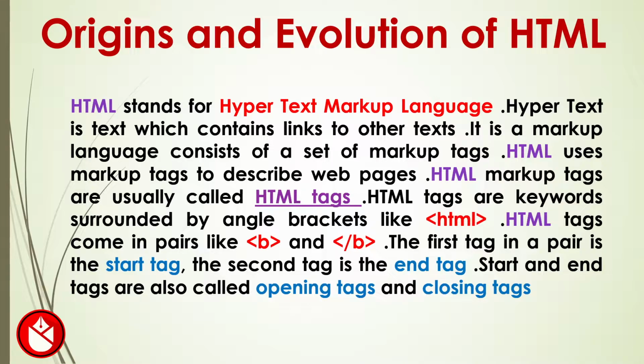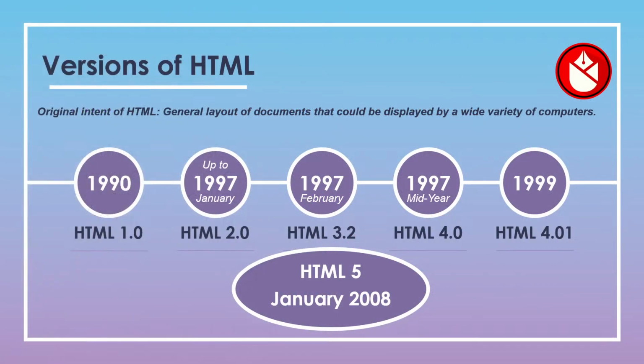HTML tags are keywords surrounded by angle brackets, like represented here. Now, HTML tags come in pairs, like angle bracket B and angle bracket /B. The first tag in a pair is the start tag. The second tag is the end tag. The start and end tags are also called the opening tags and the closing tags. Now about the versions of HTML.